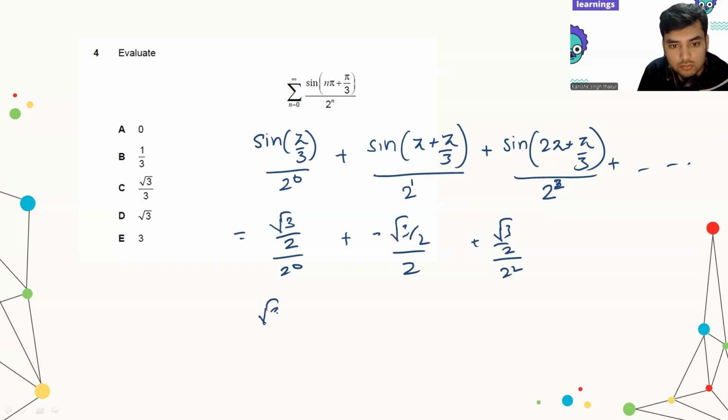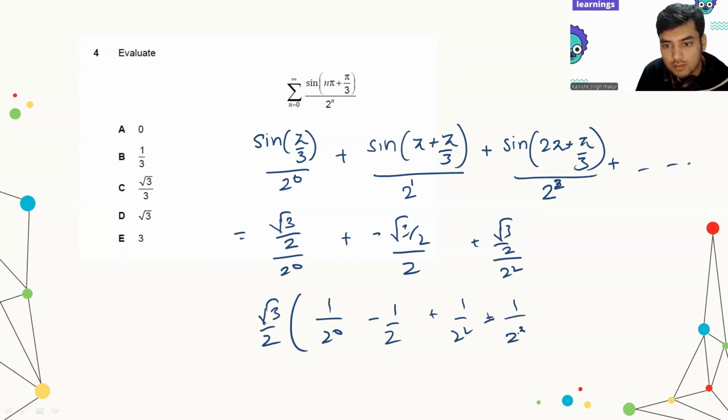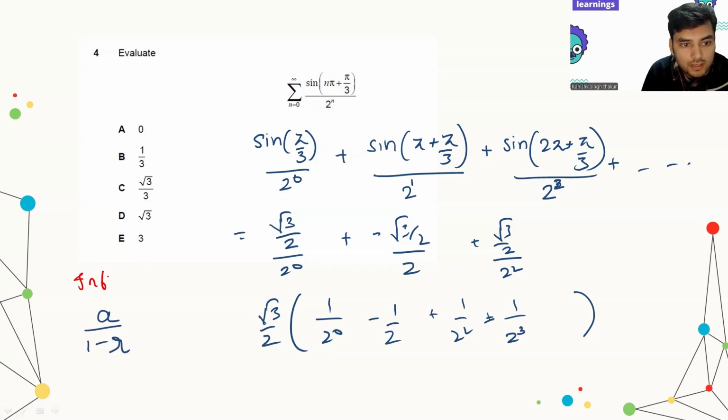So I'll take this root 3 by 2 common, right? So I have 1 over 2 to the power 0, minus half, plus 2 square, minus 2 to the power cube, like this I'll be getting, right? Now, do you know the formula of infinite GP? Infinite GP is a upon 1 minus r. If you guys remember, infinite GP formula is a upon 1 minus r. Okay, this is infinite GP, right? And what is finite one? a times r to the power n minus 1 upon r minus 1. So that is for finite GP.